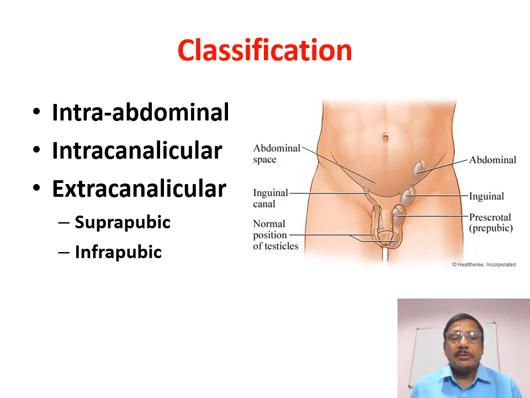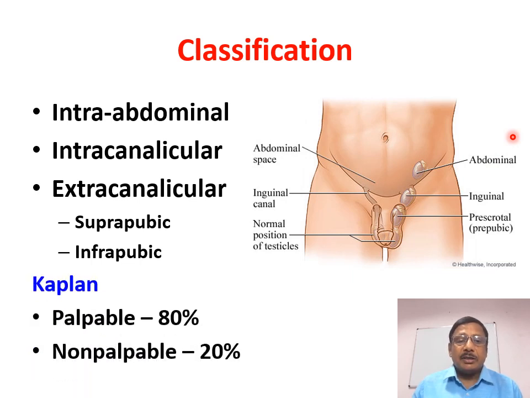If you classify, then depending upon location, whether it is within the abdomen, you are not able to palpate, it is intra-abdominal or it is extra-abdominal. And in the extra-abdominal, whether it is intracanalicular, that means within the inguinal canal, or outside the inguinal canal, that means it has crossed the superficial ring, where it can be either suprapubic or infrapubic. That means it is superior to the pubic symphysis or it is inferior to the pubic symphysis. So these are the classifications.